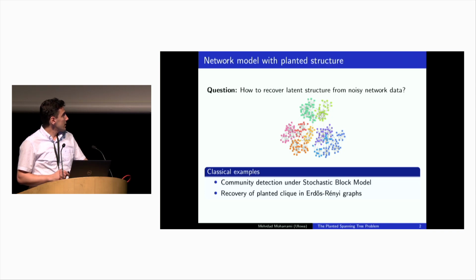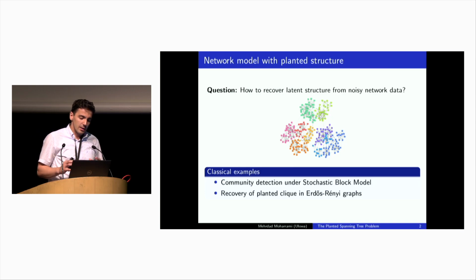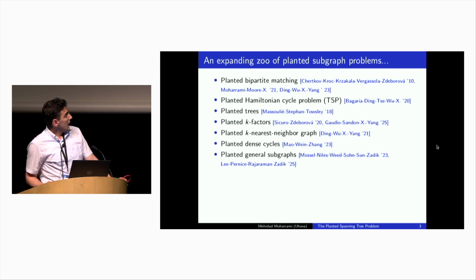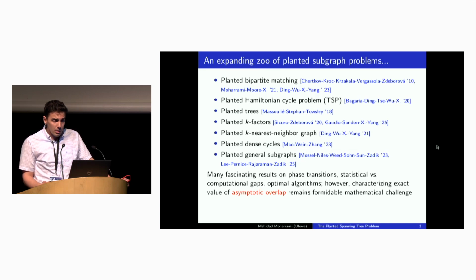A classical problem in this area is community detection under a stochastic block model, which was what the previous speaker talked about, and recovery of a planted clique in an Erdős–Rényi random graph, where we have a planted clique inside of an Erdős–Rényi random graph, and the question is whether you can recover this structure or not. Recently, there has been an expanding zoo of these types of problems, and most of the results focus on finding the information-theoretic versus computational gap, or finding the optimal algorithm for recovery, or the phase transition. However, capturing the asymptotic performance of the algorithm for finding the planted subgraph is a really challenging problem.